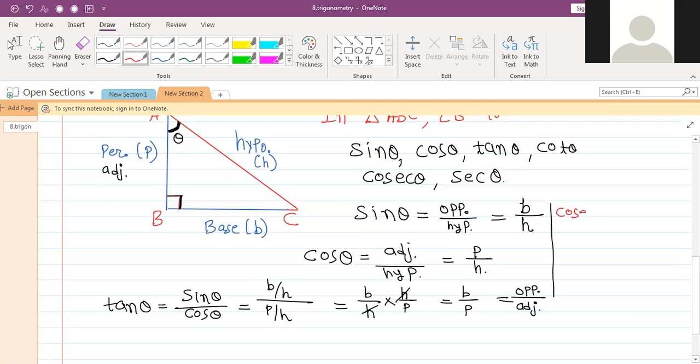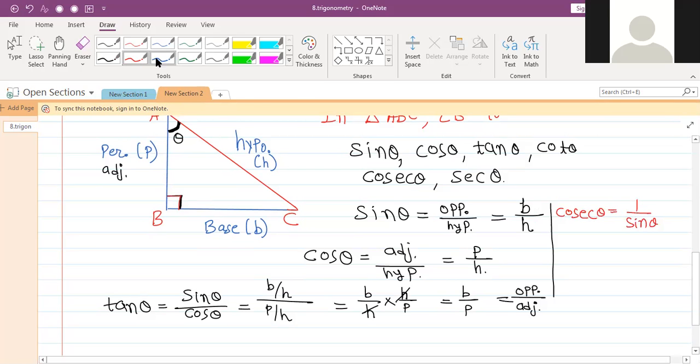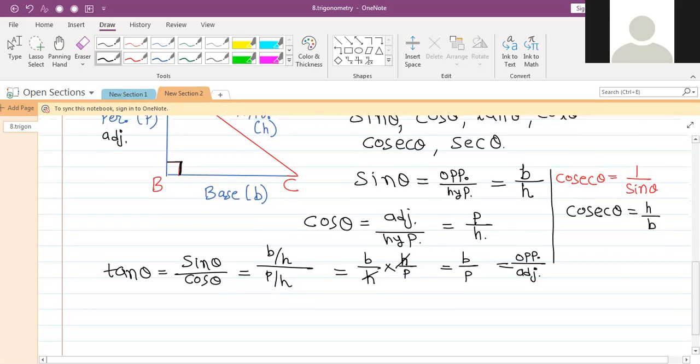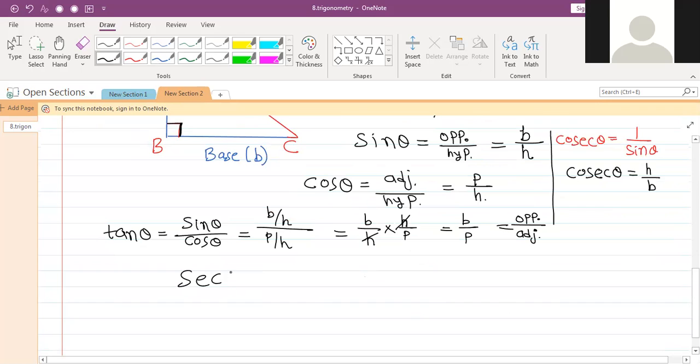Now sine theta we have as B upon H. So cosec theta is equal to 1 upon sine theta. That means cosec is the reciprocal of sine theta, which is B upon H. The reciprocal of B upon H is H upon B. So this is the formula for cosec theta. Similarly, sec theta is 1 upon cos theta. The reciprocal of cos theta, which is P upon H, is H upon P. So this is the formula of sec theta.